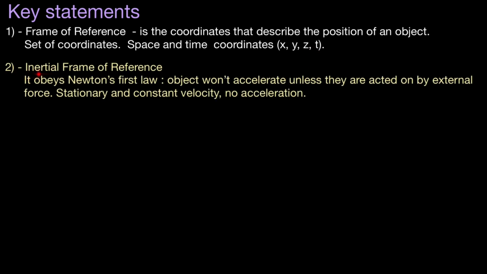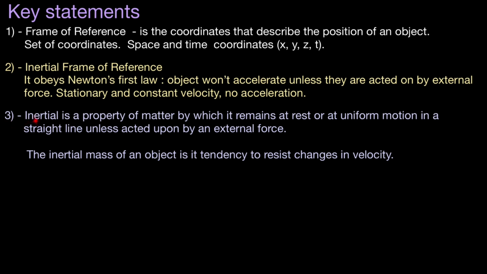Number 2, inertial frame of reference. It obeys Newton's first law. Objects won't accelerate unless they are acted on by an external force. Stationary and constant velocity. This is what it means: an object in a stationary state will continue to be in that state, or at a constant velocity will continue to be at that velocity. No acceleration.